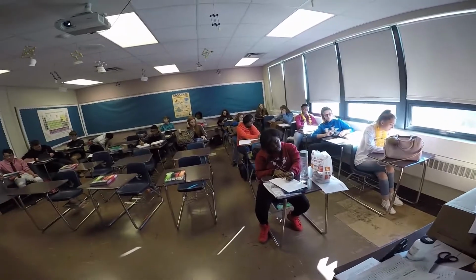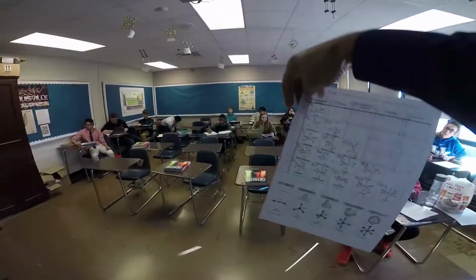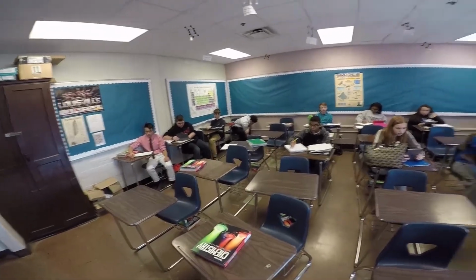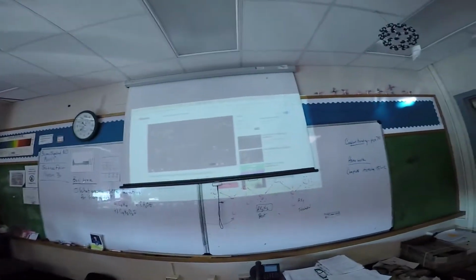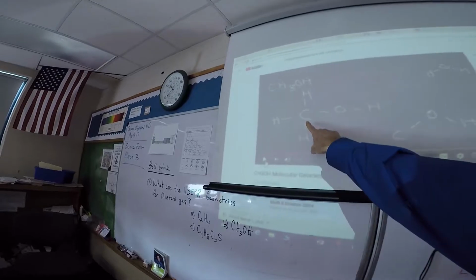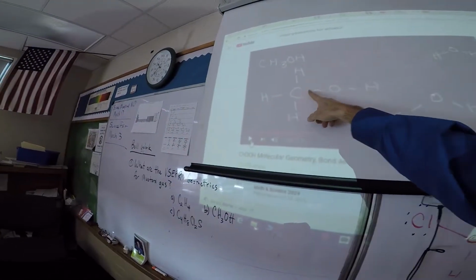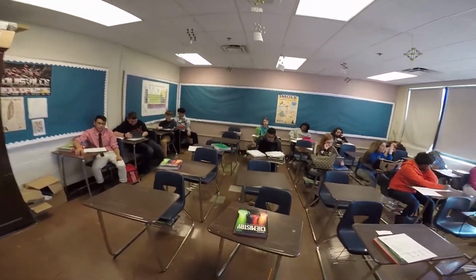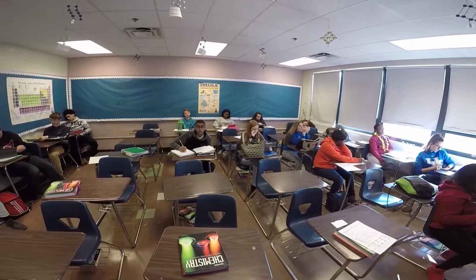There are 15 different VSEPR geometries. And today we're learning that you can stick them together in various ways, and then you can get a 3-dimensional picture of what the molecule looks like. So up here, for methanol, we have tetrahedral, and then we have bent. It'll be very difficult to draw this because you need a protractor to give you the various angles, but you need to know that they do exist.